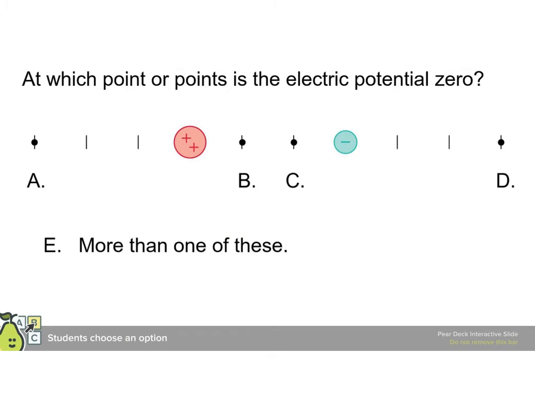All right, at which point or points is the electric potential 0? And notice this is not really a dipole because the charges are not equal, so we can't just invoke what we just did.